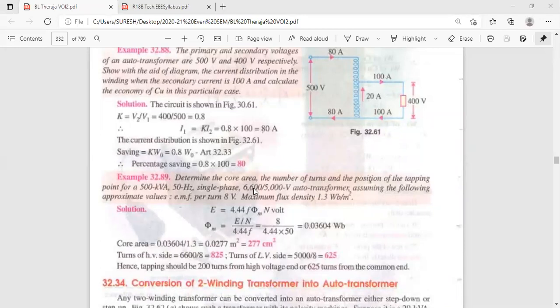6,600. This is E1, 6,600. See on the screen, 6,600 is E1. 5,000 is E2. Write down E1 and E2. E1 by N1 is equal to 8, E2 by N2 is equal to 8. This is the EMF per turn.